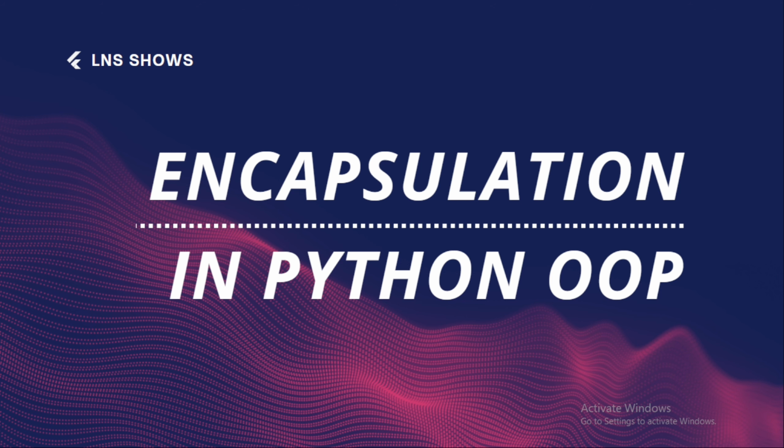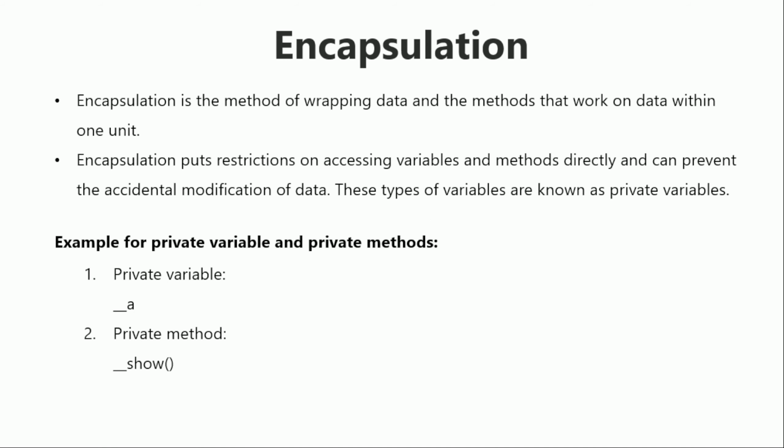In today's session, we will be discussing encapsulation in Python object-oriented programming. Encapsulation is the method of wrapping data and methods that work on the data within one unit. Encapsulation puts some restrictions on accessing variables and methods directly and can prevent the accidental modification of data. These types of variables are known as private variables. So we make use of private variables in order to achieve the encapsulation process.